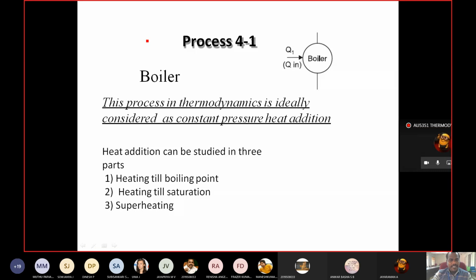Heat addition can be studied in three parts. We can add heat by heating till boiling point, heating till saturation of the liquid, and heating till the saturated liquid is converted into superheated vapor, right? We know what the boiling process, saturation process, and superheating process are, which we discussed in the previous class. So there are three processes where heat addition may occur in the boiler.